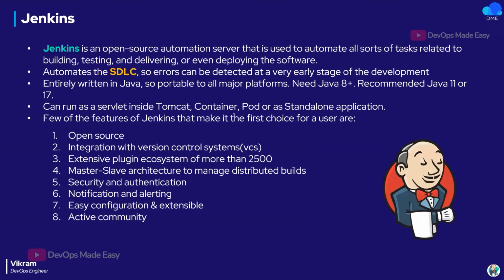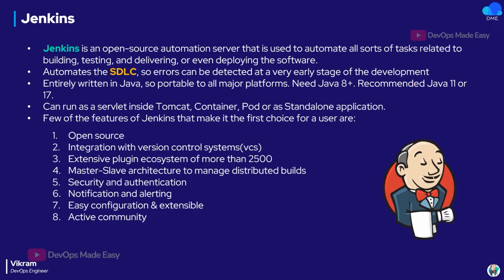Coming to Jenkins, it is an open source automation server that we use to automate all sorts of manual tasks related to building, testing, and delivering our software. It is written in Java and it is portable to all operating systems. Since it is based on Java, if you're trying to run Jenkins on any machine, you need to make sure that you have Java.